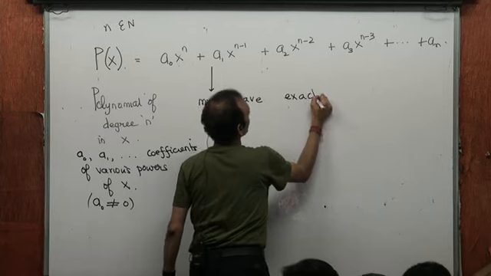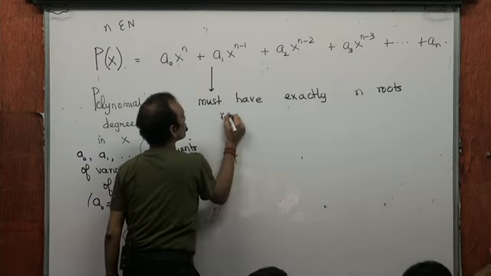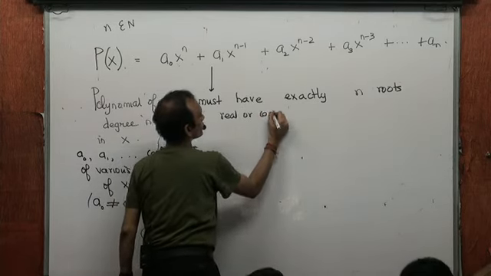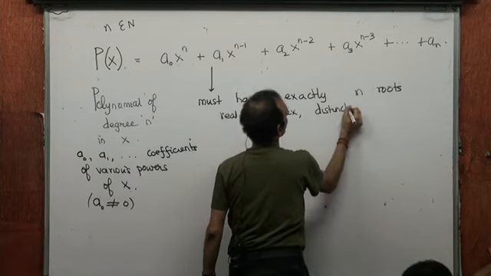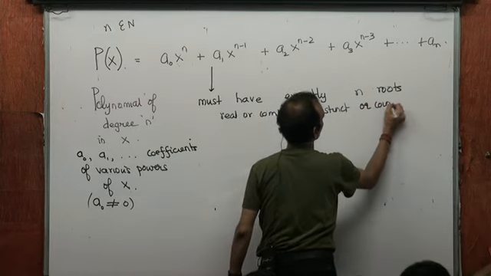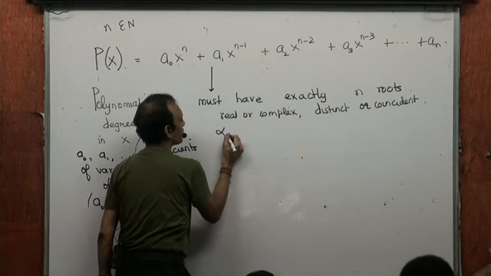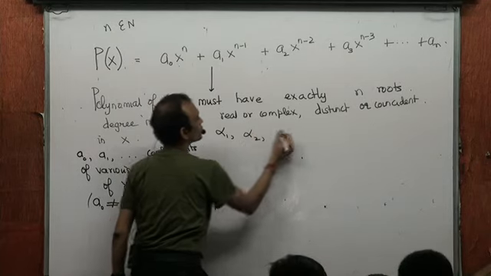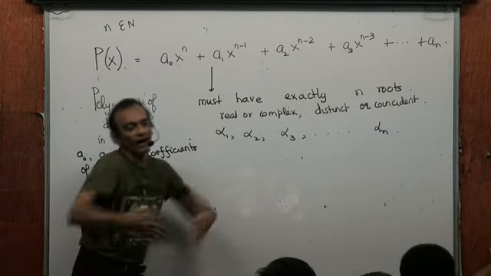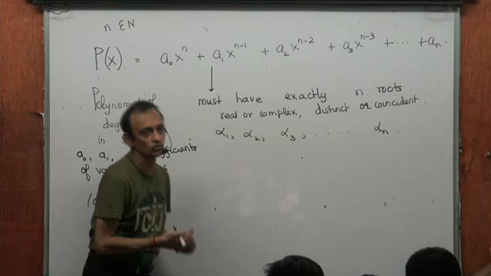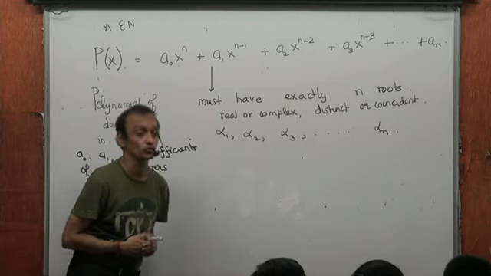And the rule is that a polynomial of degree n in x must have exactly n roots, real or complex, distinct or coincident. Call those alpha 1, alpha 2, alpha 3, alpha n. Not all have to be real. Not all have to be distinct. There can be some roots that are real, some roots that are complex. But they are n roots, exactly n roots in all.